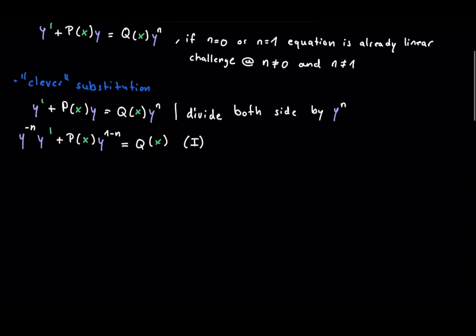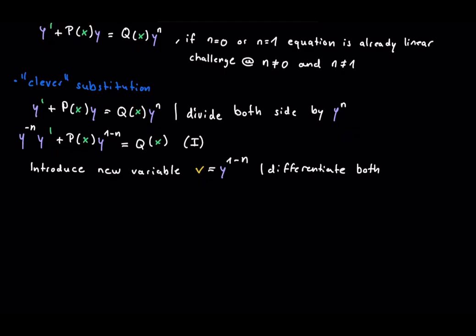We start with the term y to the 1 minus n. This is a smart choice because it directly cancels the powers of y in the equation when we divide by y to the n. So let's define a new variable, v equals y to the 1 minus n. Now, to understand how v changes as x changes, we need its derivative with respect to x. Differentiate both sides using the chain rule. dv over dx equals 1 minus n times y to the negative n times y prime.